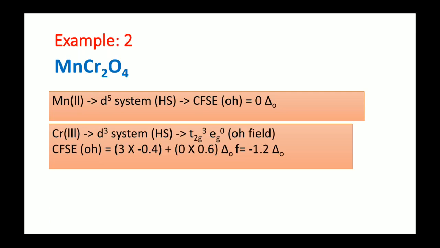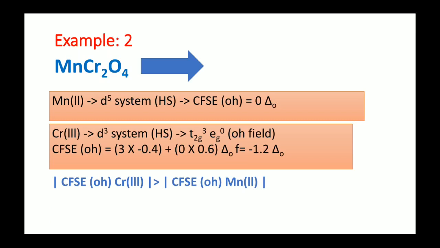Actually d8 and d3 have the highest CFSE, and hence if the metal ion has a d3 or d8 electronic configuration, then obviously it will go for the octahedral site. So here the chromium 3+ has the higher CFSE and it will choose the octahedral site, and as the 3+ ion chooses the octahedral site, therefore it is a normal spinel.